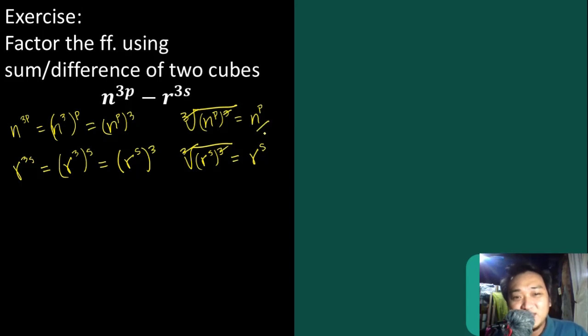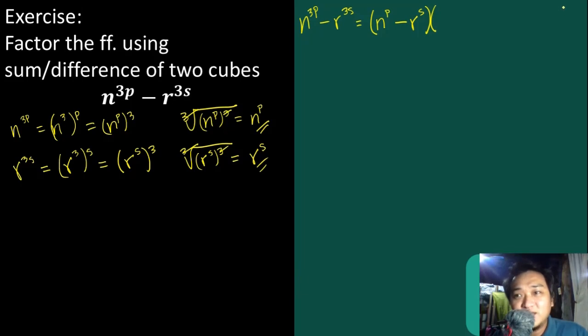Now, since meron na tayong mga cube roots, ready na tayo uling mag-solve, mag-evaluate nung factor ni n raised to 3p minus r raised to 3s. So what will be the factor? The factor will be n raised to p minus r raised to s. That will be our binomial.